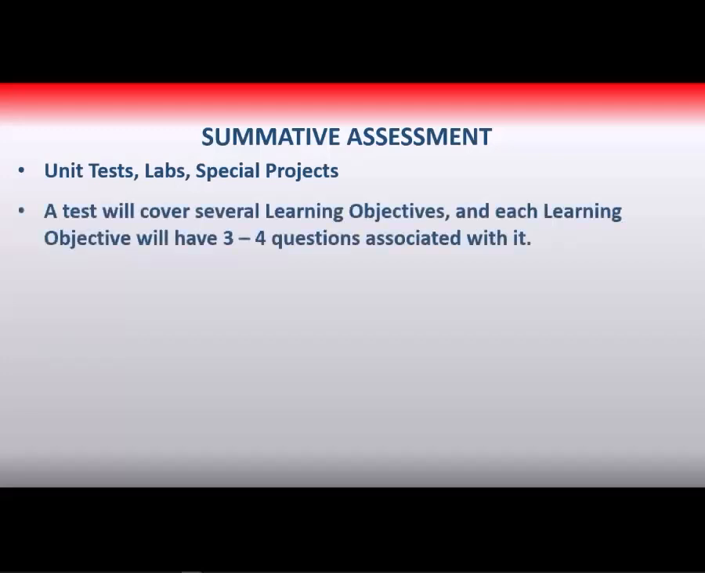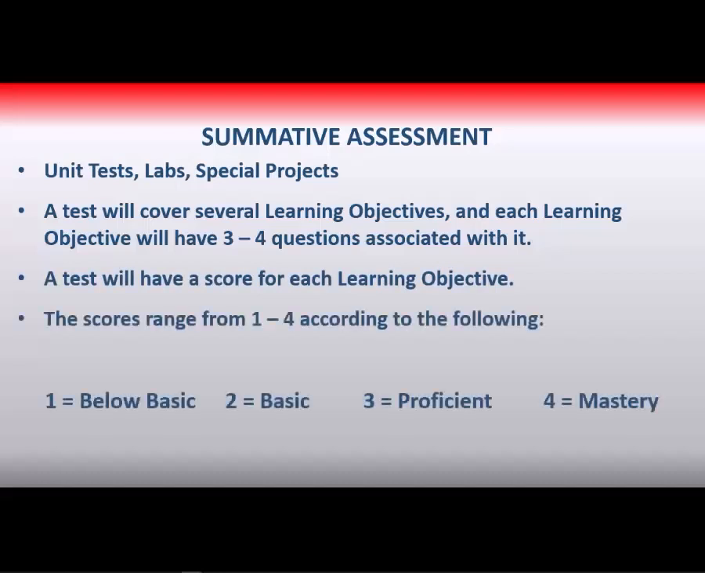Unlike formative assessments, summative assessments do count for the student's grade. Examples of these include unit tests, labs, and special projects. Usually a test will cover several learning objectives, maybe as many as 4. And each test will have a score for each learning objective. So a summative assessment will have several scores with it. These scores will range from 1 to 4 according to the following.